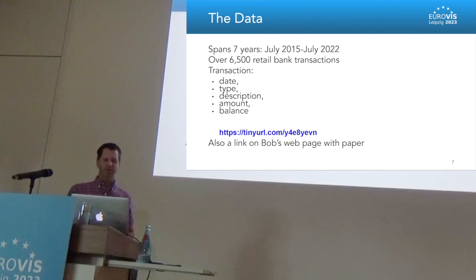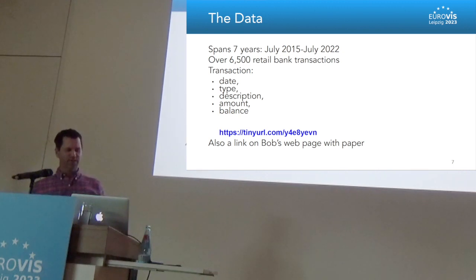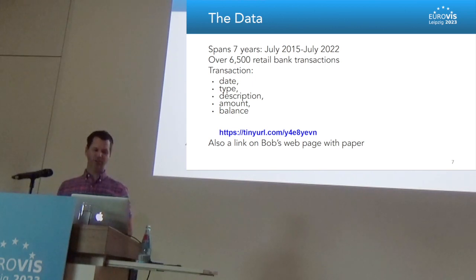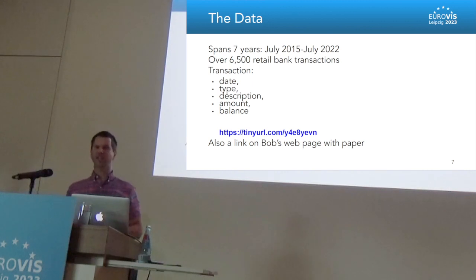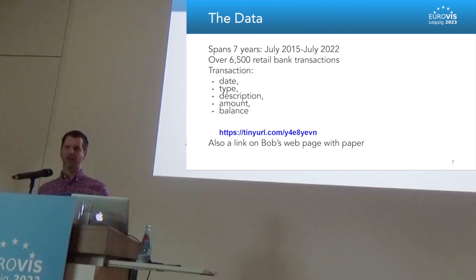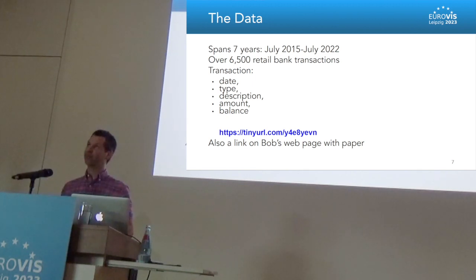So the data spans 7 years from July 2015 to July 2022. There are over 6,500 retail bank transactions. Each transaction has a date, a type of transaction, a description, a short description, an amount, and an ending balance. And there's the URL to the open bank transaction data. You can also find a link on my webpage if you look carefully. Or maybe at some point you'll be able to Google MoneyVis and find it as well.